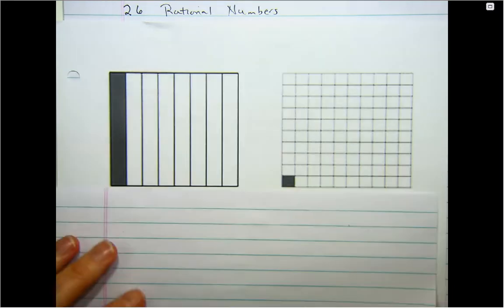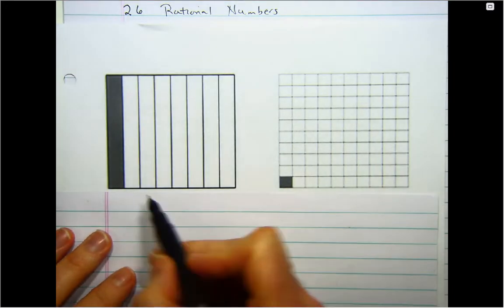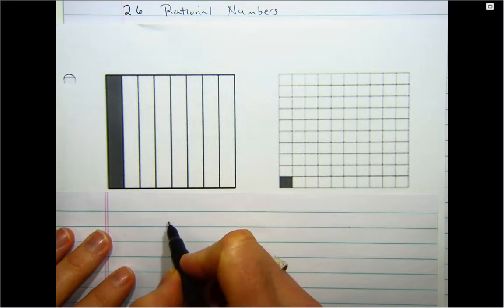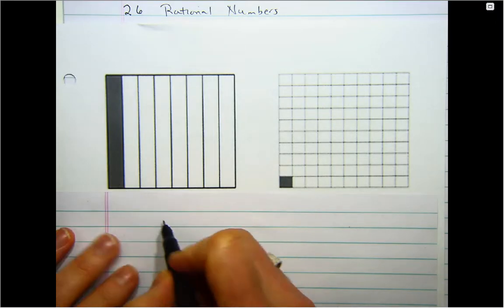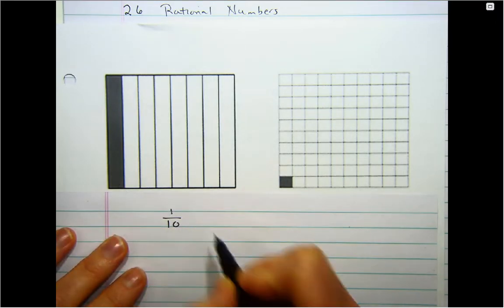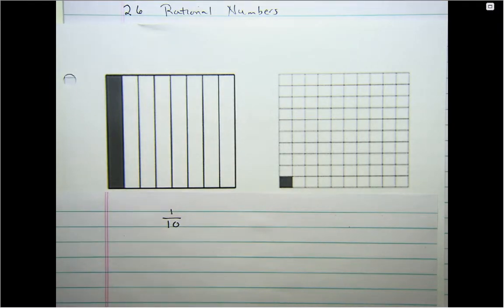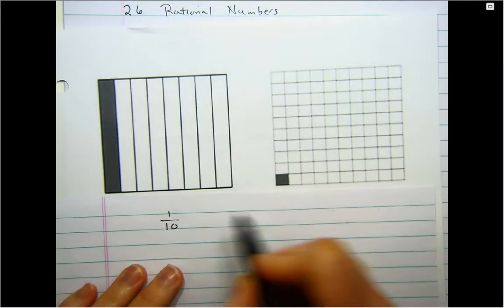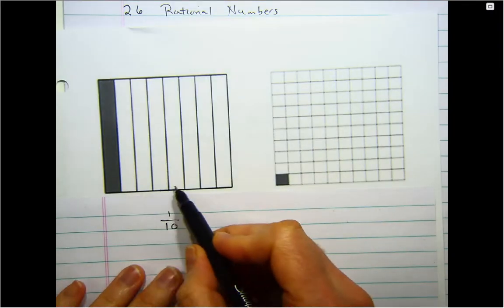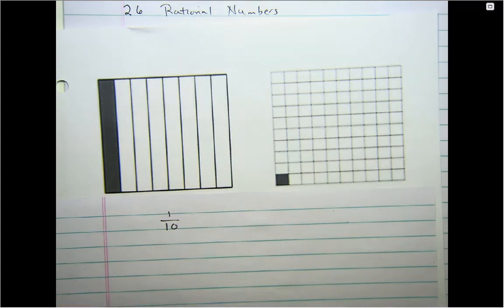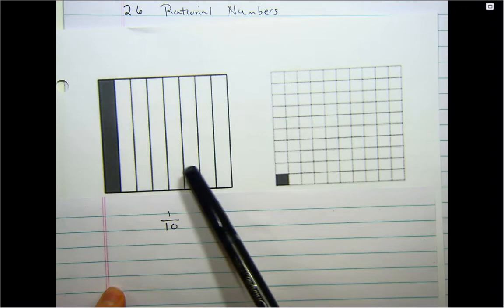If you have something cut up into 10 equal pieces, and you're picking out one of those, then it's one of the 10 equal pieces. So the number on the bottom tells how many parts the item is cut into. So this is 1/10. Oh no, that's 1/8, isn't it? Let's see. 1, 2, 3, 4, 5, 6, 7, 8.